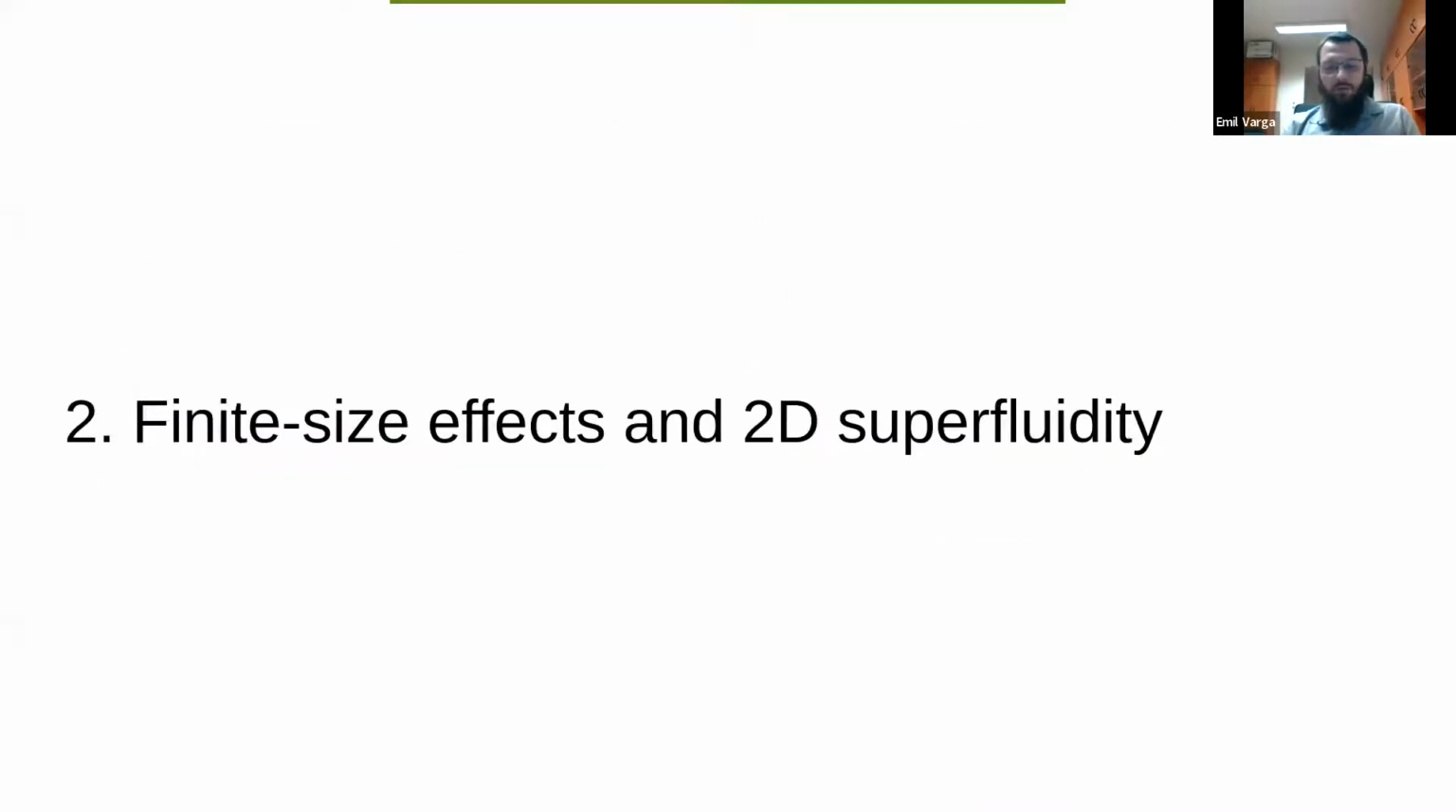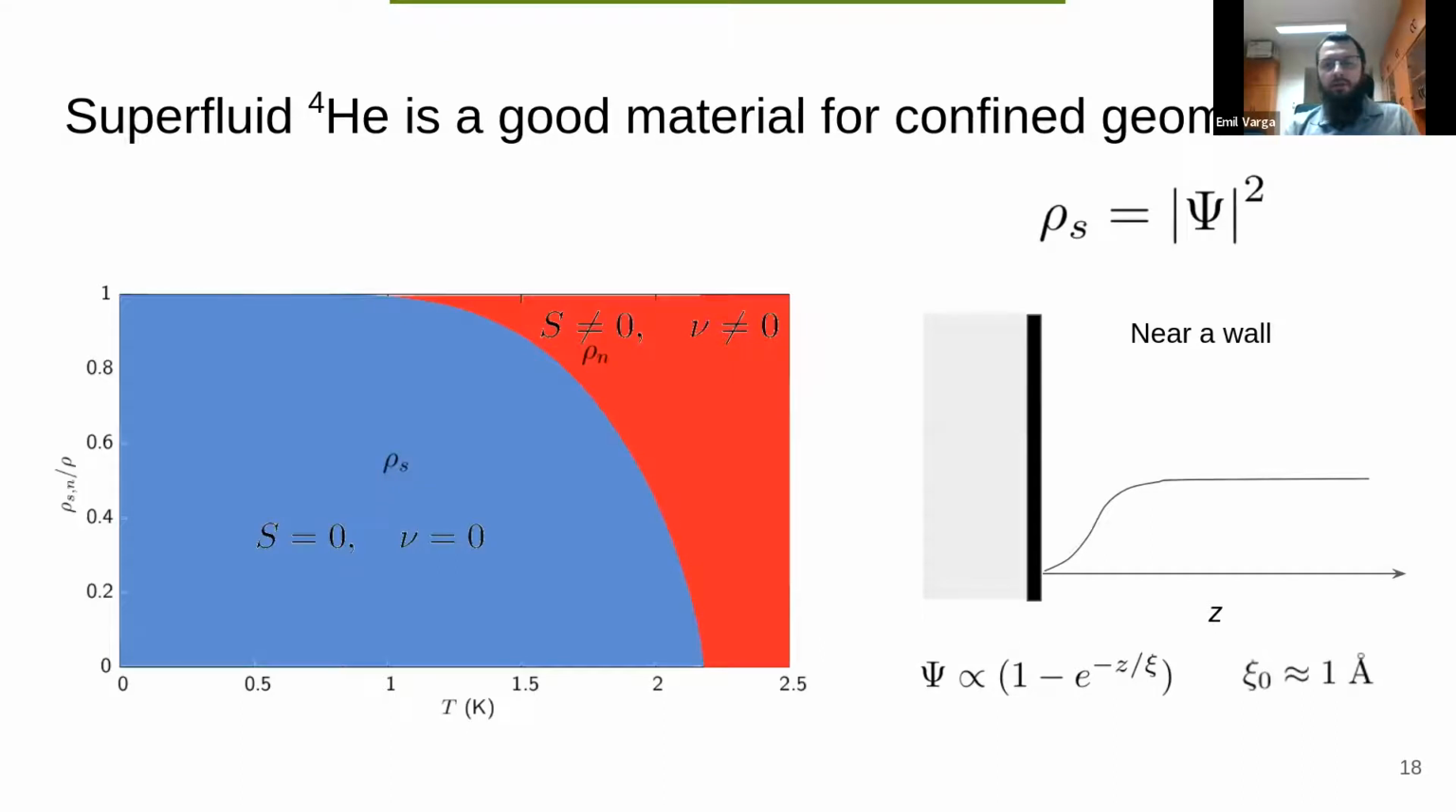And now I will move on to the second part of my talk, which is actual finite-size effects, which is the influence of the geometry on the order parameter and two-dimensional superfluidity. So I repeat this slide here to remind you that in order to see any significant effect of our confinement on the superfluidity itself, we would have to get to sizes comparable with the correlation length, which is only about 1 angstrom. This is basically practically impossible.